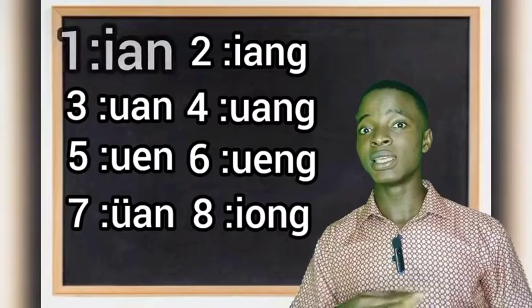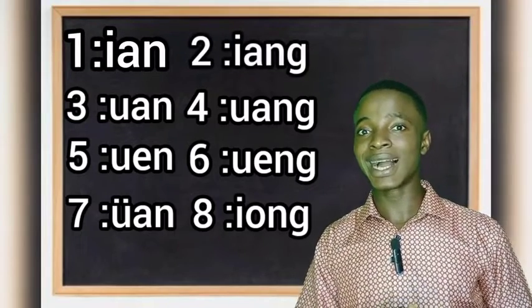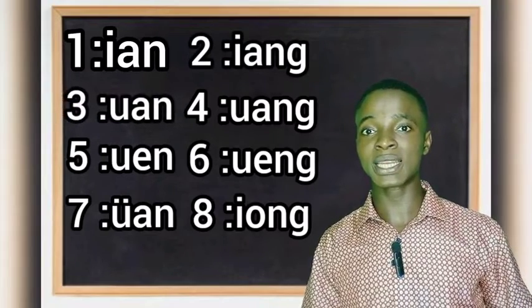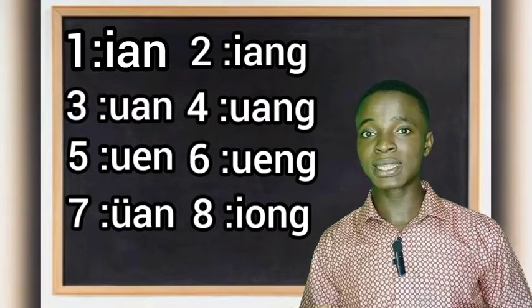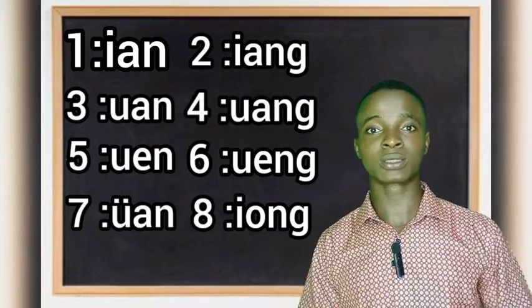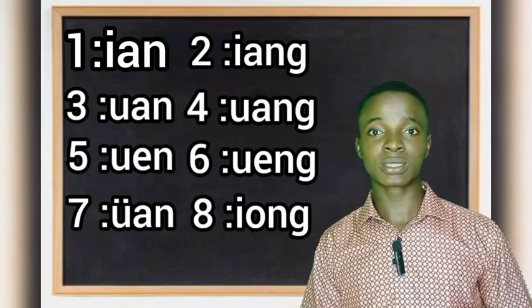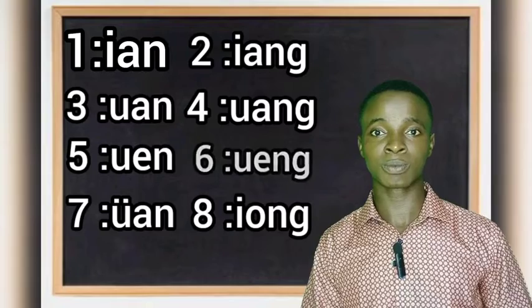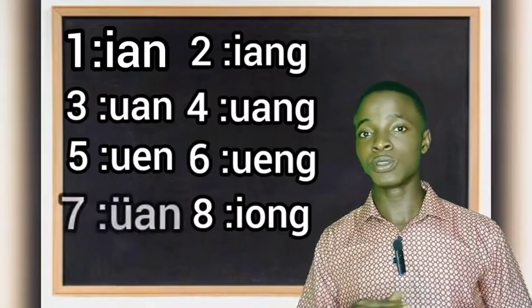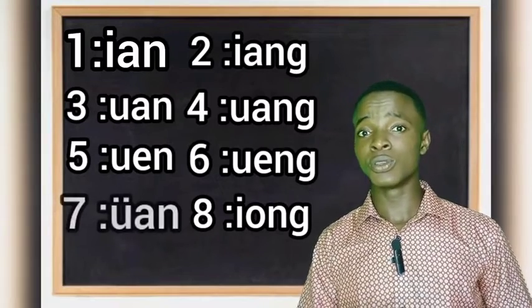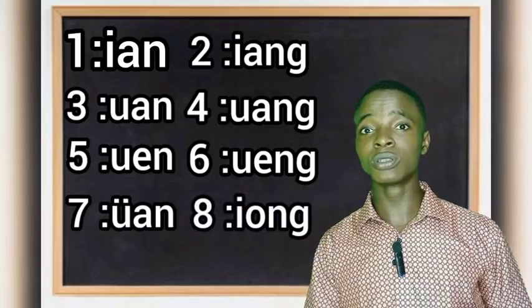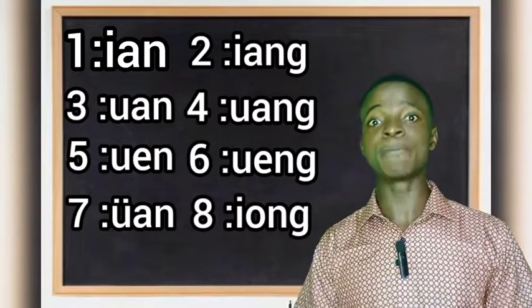Yan. Yan. Yang. Yang. Wan. Wan. Wang. Wang. Wen. Wen. Weng. Weng. Yuan. Yuan. Iong. Iong. Beautiful. So this is our last video on the pinyin discussion.